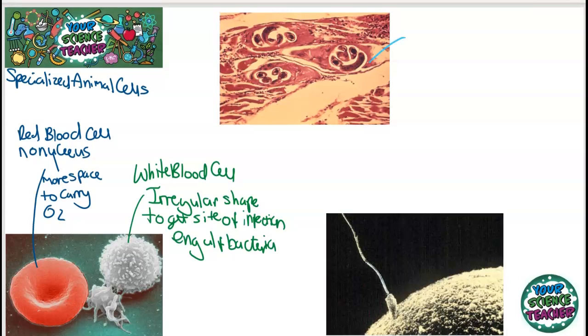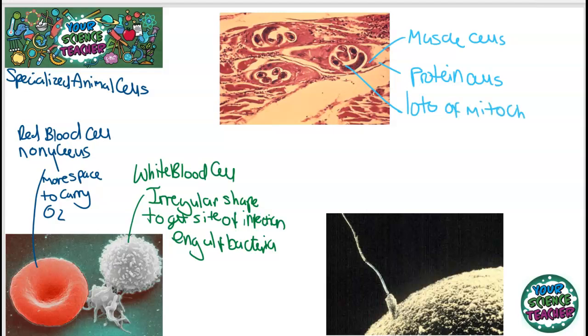Here we've got some muscle cells, and muscle cells are perfectly adapted by having protein fibres which make them contract when you need to lift something up or you need to tense. Also, they contain lots of mitochondria because you need lots of energy in your muscles if you're constantly contracting them to move. Remember that mitochondria are the site of respiration, where energy is released.